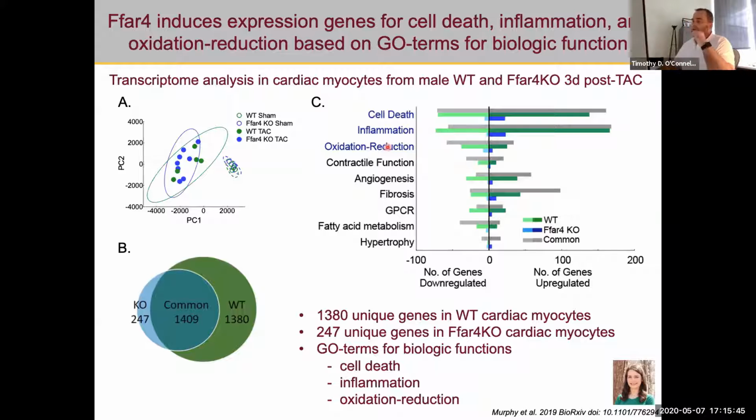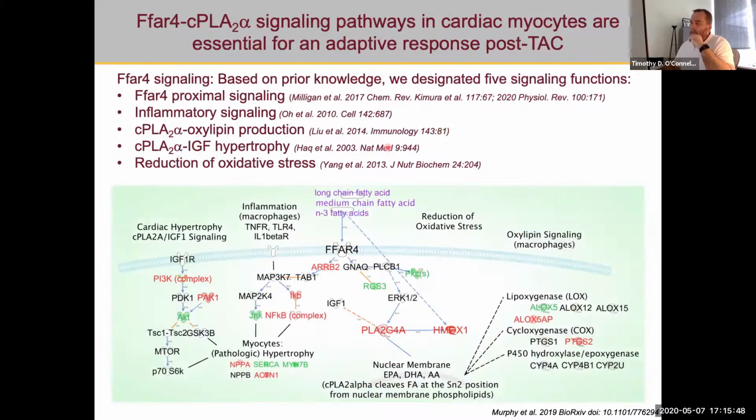So to get a better handle on that, we turned to Ingenuity Pathway Analysis, which is a software program that's often used to analyze RNA-seq data. And using this, we created an FFAR4 signaling pathway in which we could overlay the gene expression based on prior knowledge. So let me walk you through this. We knew from the literature that FFAR4 activates proximal signaling pathways, which would include beta-arrestin 2, G-alpha-Q, phospholipase C-beta, PKC, and so on and so forth. So we added that to our map.